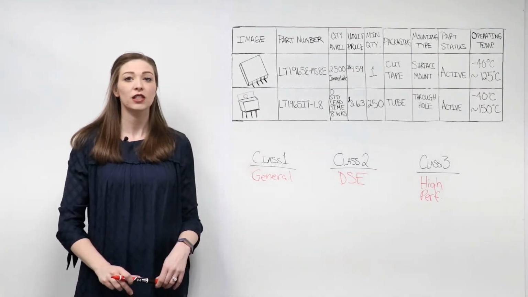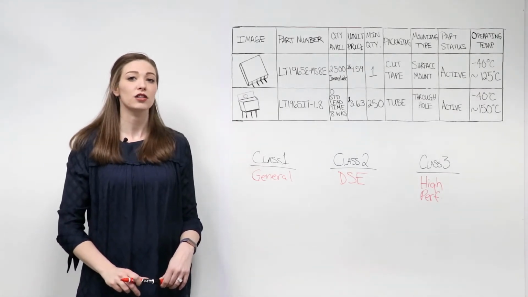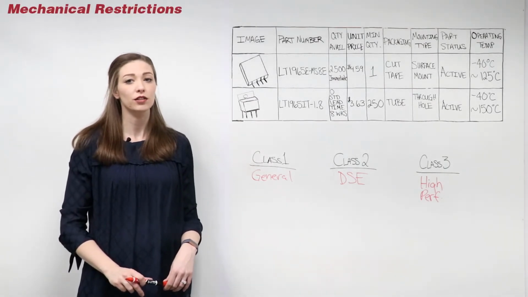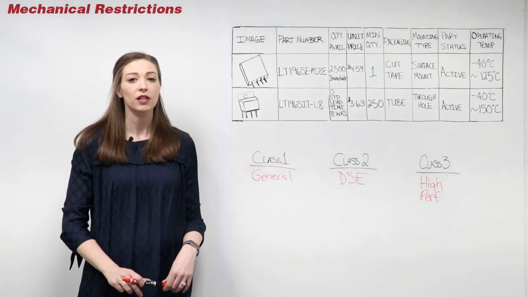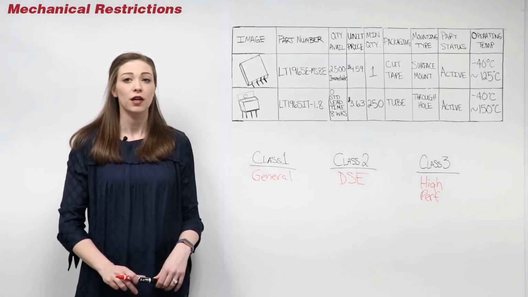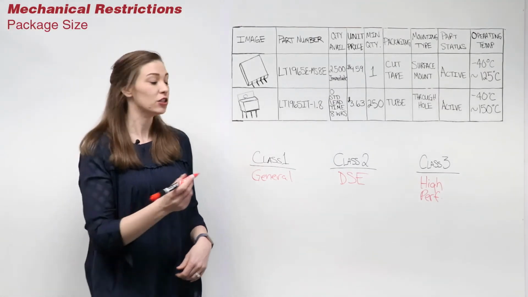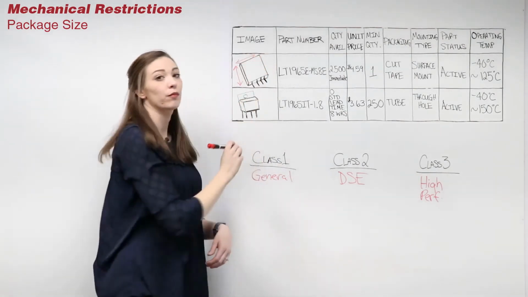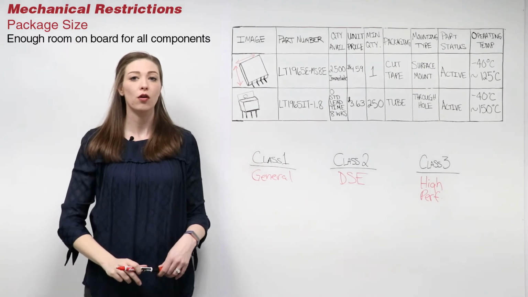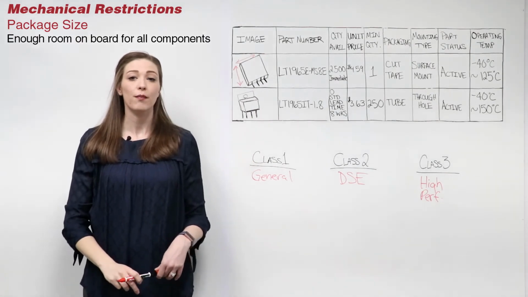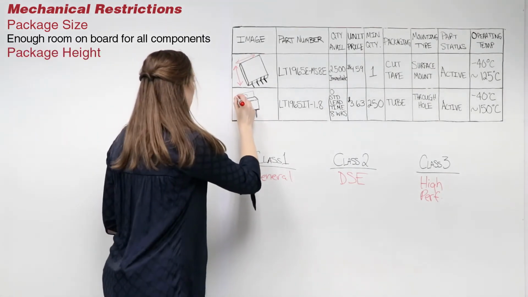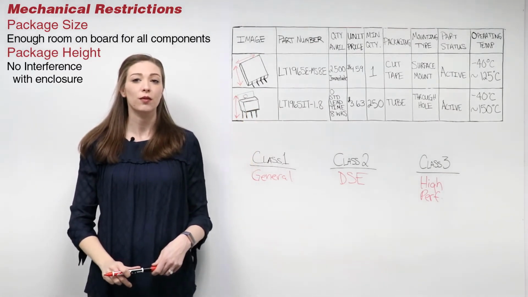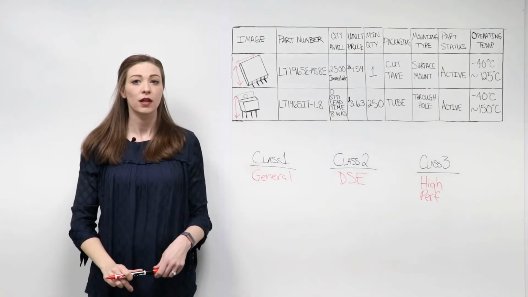Now that the class has been determined, there are a few other factors to consider. When selecting a component, you must consider the mechanical restrictions. Many boards must fit into a specified enclosure. Therefore, you must consider the package size to ensure all the components will fit on the board, and package height so the component will not interfere with the mechanical enclosure.